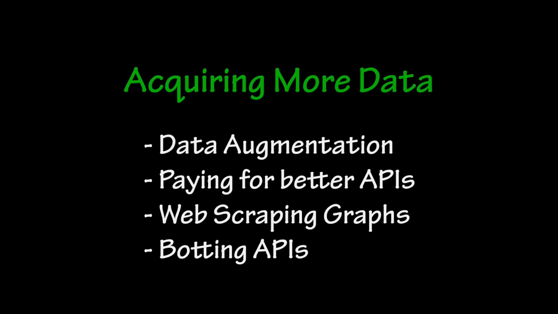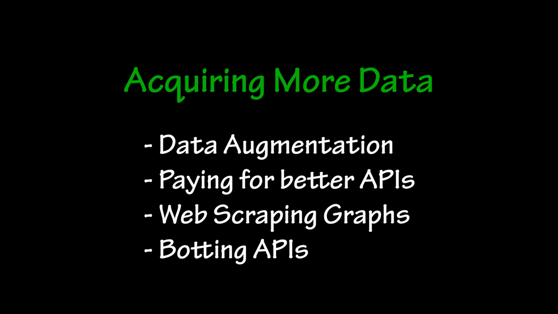Definitely more things we can do with acquiring data in the future. Data augmentation, paying for different APIs, web scraping from graphs that go back even 5 years. But I'm happy right now with the amount of data that we have, and we'll go back to that in the near future. But more importantly, our focus right now will be to improve the accuracy of our model and get better results.